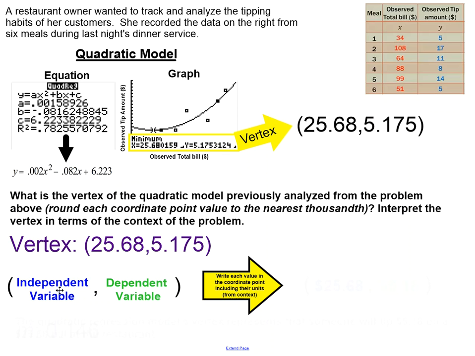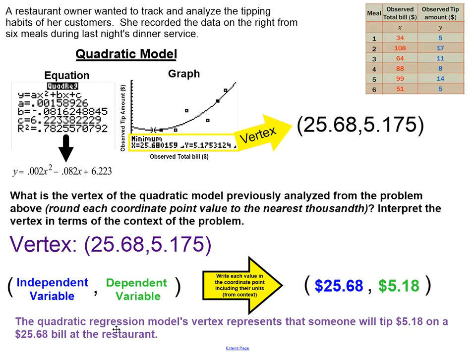So what's the context of the independent variable? What's the context of the dependent variable? In this case, it's dollars, right? $25.68, comma, $5.18. So what does that mean? This $25.68, that's my independent variable, my total bill. My dependent variable is my tip. So this means $25 of a bill, $5 of a tip. So what does that look like in a sentence? The quadratic regression model's vertex represents that someone will tip $5.18 on a $25.68 bill at the restaurant.